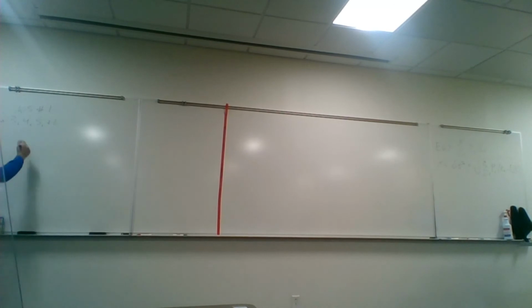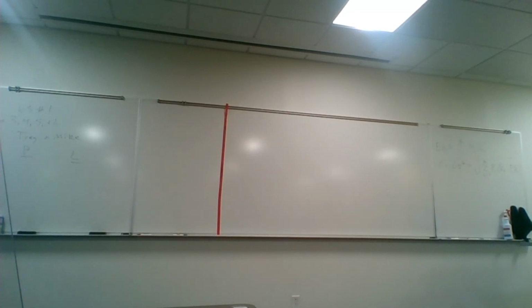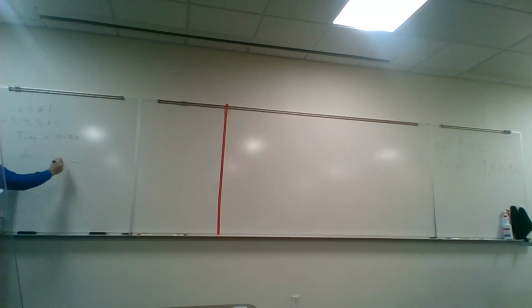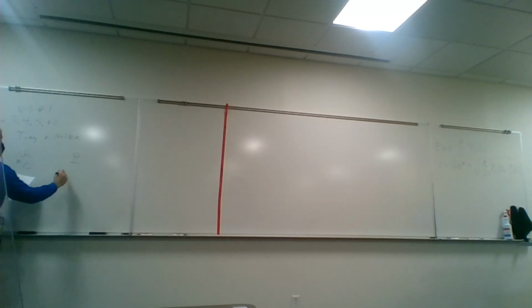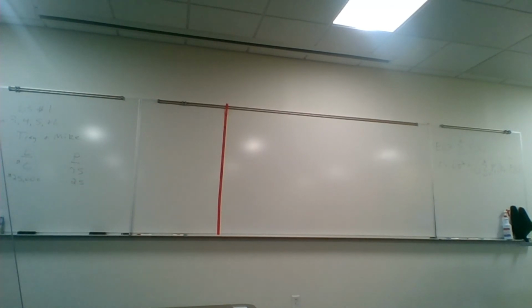So we have Trey and Mike. They have the following probability distribution. We have our probabilities and our loss. They're both the same. Let's keep it consistent with the worksheet, so I do losses and probabilities. $0 loss at a probability of 75%. And then they could have a $25,000 loss. There's a 25% chance of that.